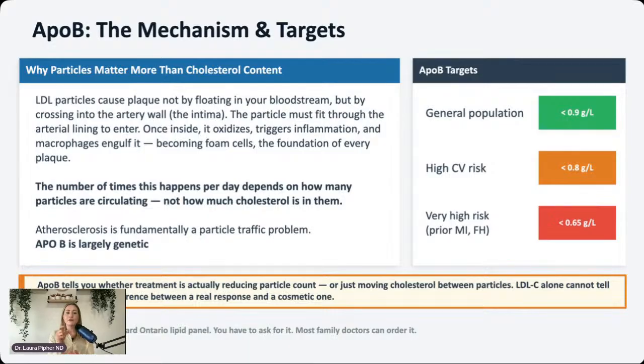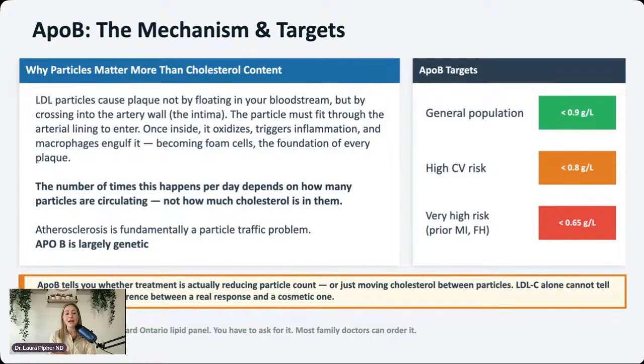The particle must fit through the arterial lining to enter. When it's inside, it oxidizes, triggers inflammation, and then macrophages come and engulf it. This becomes a foam cell, and this creates a plaque. The number of times this happens per day depends on how many particles are circulating, not necessarily the amount of cholesterol in them. So when we look at atherosclerosis, or these plaques being created in your arteries, it is more of a particle traffic problem. So we have more particles doing this, creating more problems, right?